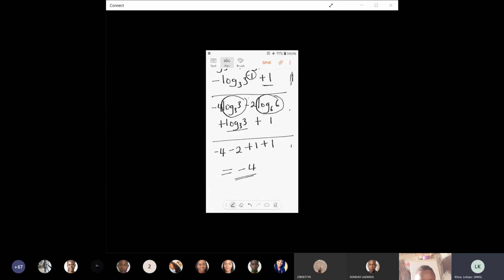Okay, so it seems a bit long, but the more practice you have with logarithms, some of these you can do in just a few steps.